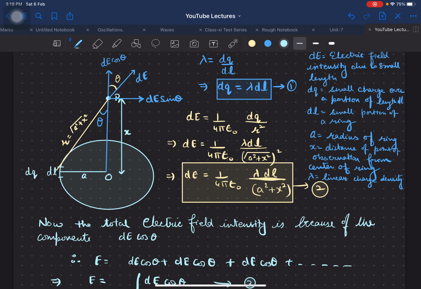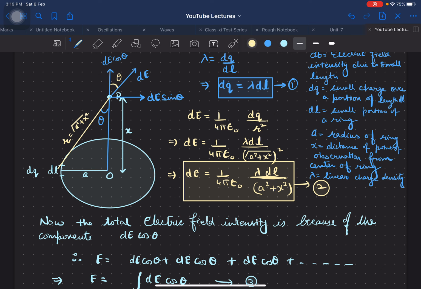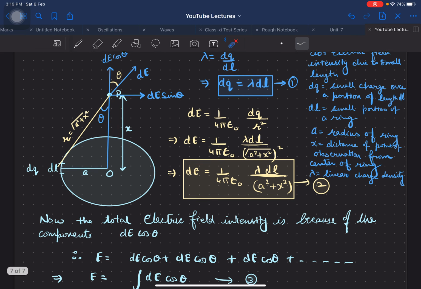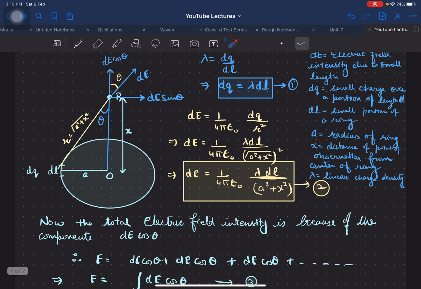So in order to find the value of angle theta, we will again consider this diagram. Here we have angle theta, and in front of it we have a as the perpendicular and OP as the base. As I need to find the value of the trigonometric function cos theta, I will consider the base and the hypotenuse. So cos theta is equal to base, that is OP, that is x, upon hypotenuse, that is r. So it is equal to x upon under root of a square plus x square.